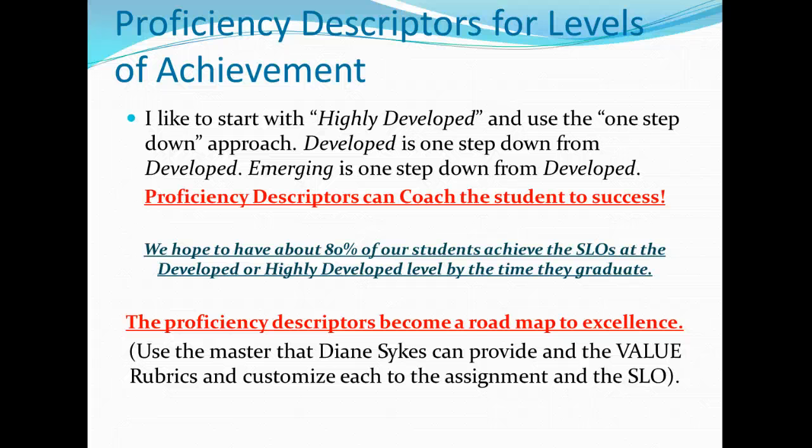So once I get my highly developed proficiency descriptor, then I know that the developed is not quite as good, and then the emerging is less than that, and then beginning is even less than that. It doesn't necessarily mean that they didn't do anything, but it means that they failed at the beginning level. They failed to achieve the outcome.